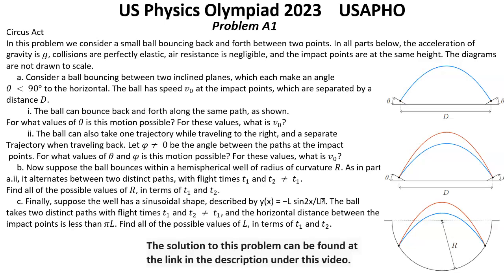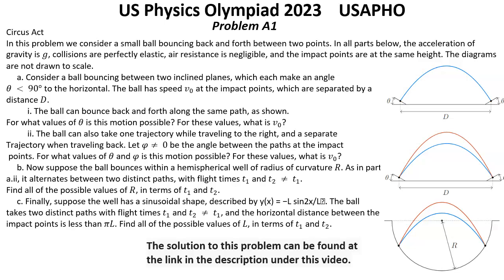Problem A1. Circus act. In this problem we consider a small ball bouncing back and forth between two points. In all parts below, the acceleration of the gravity is g. Collisions are perfectly elastic, air resistance is negligible, and the impact points are at the same height. The diagrams are not drawn to scale.